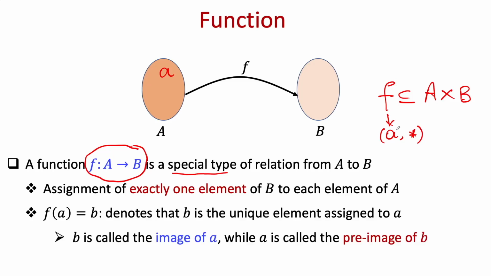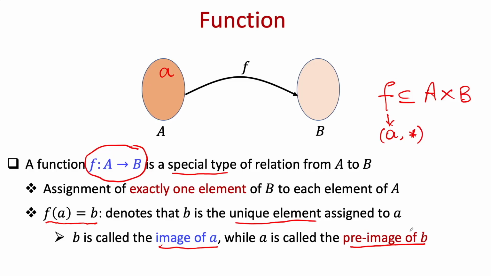We use this notation f of a equal to b to denote that b is the unique element which is assigned to the element a as per this function f, and the element b is called the image of element a, and a will be called the pre-image of the element b.